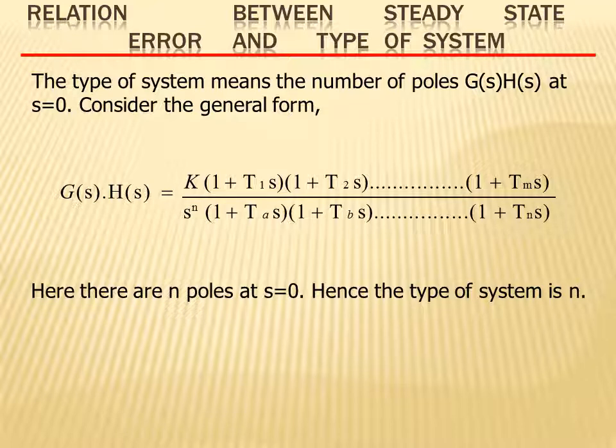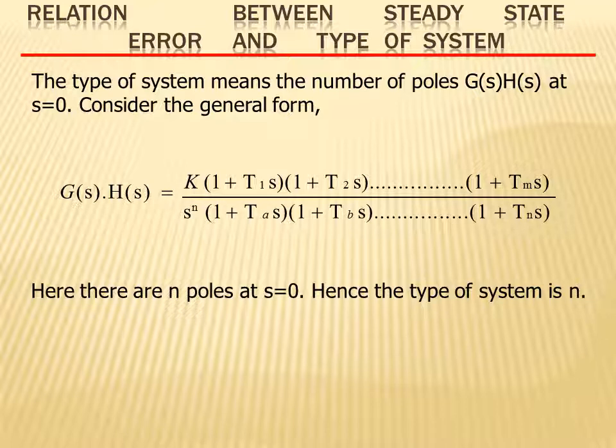As we know, the type of system means the number of poles in G(S)H(S) at S equal to 0. Consider the general form: G(S)H(S) is equal to K(1 + T1S)(1 + T2S) up to (1 + TMS) divided by S^N (1 + TAS)(1 + TBS) up to (1 + TNS). Here there are N poles at S equal to 0. Hence the type of system is N.